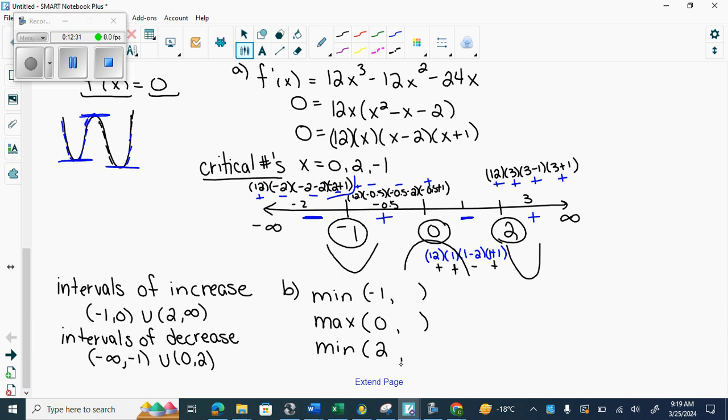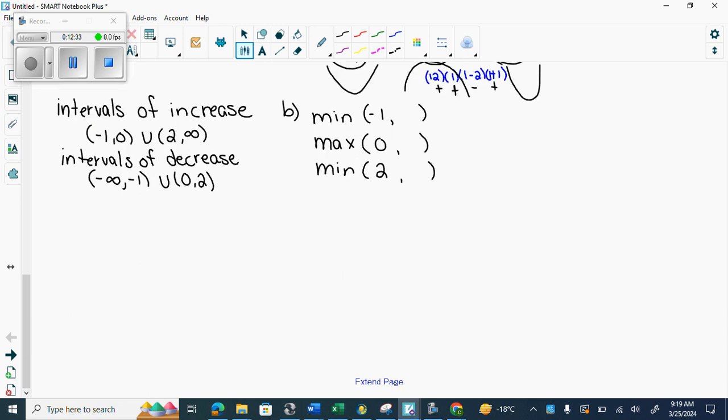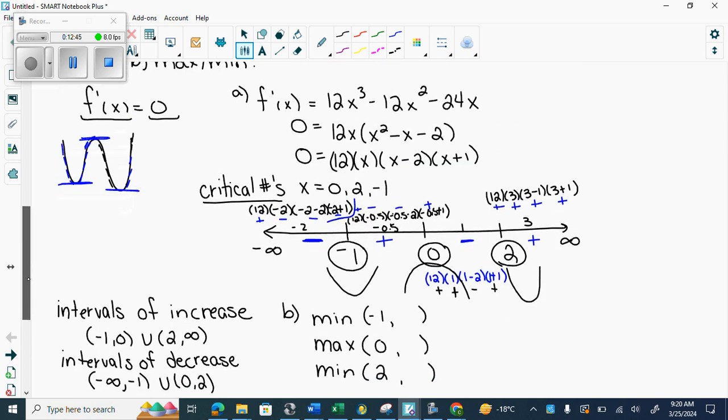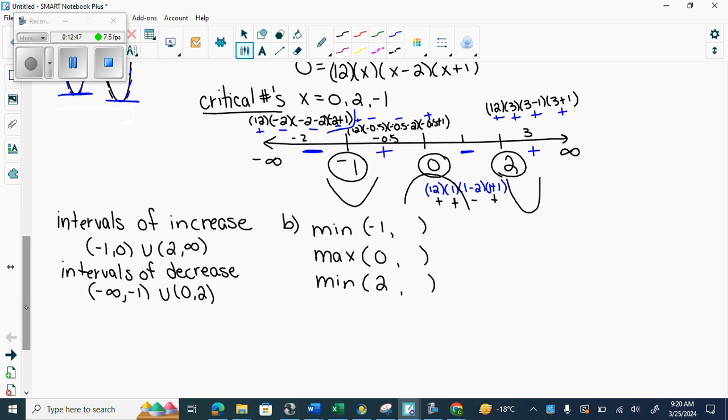How do I get what the actual values of these are? Plug it into the original. People ask, I don't know if I should put in the derivative, the first derivative, or the original. Are the maxes and mins on the original or on the first derivative? The original, so that's why we plug them into the original. So we have to plug it into what the original was: 3x to the 4, minus 4x cubed, then what? Minus 12x squared.